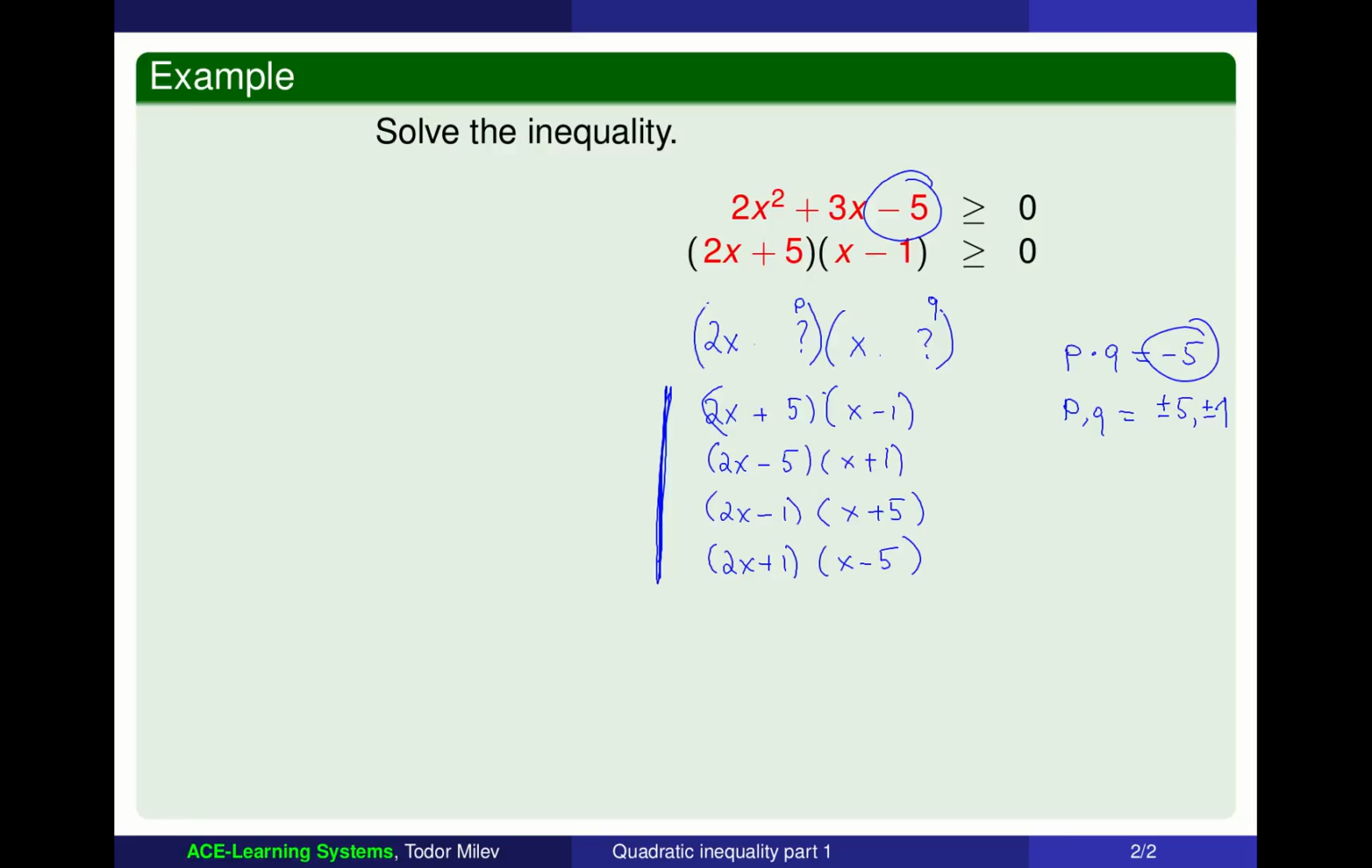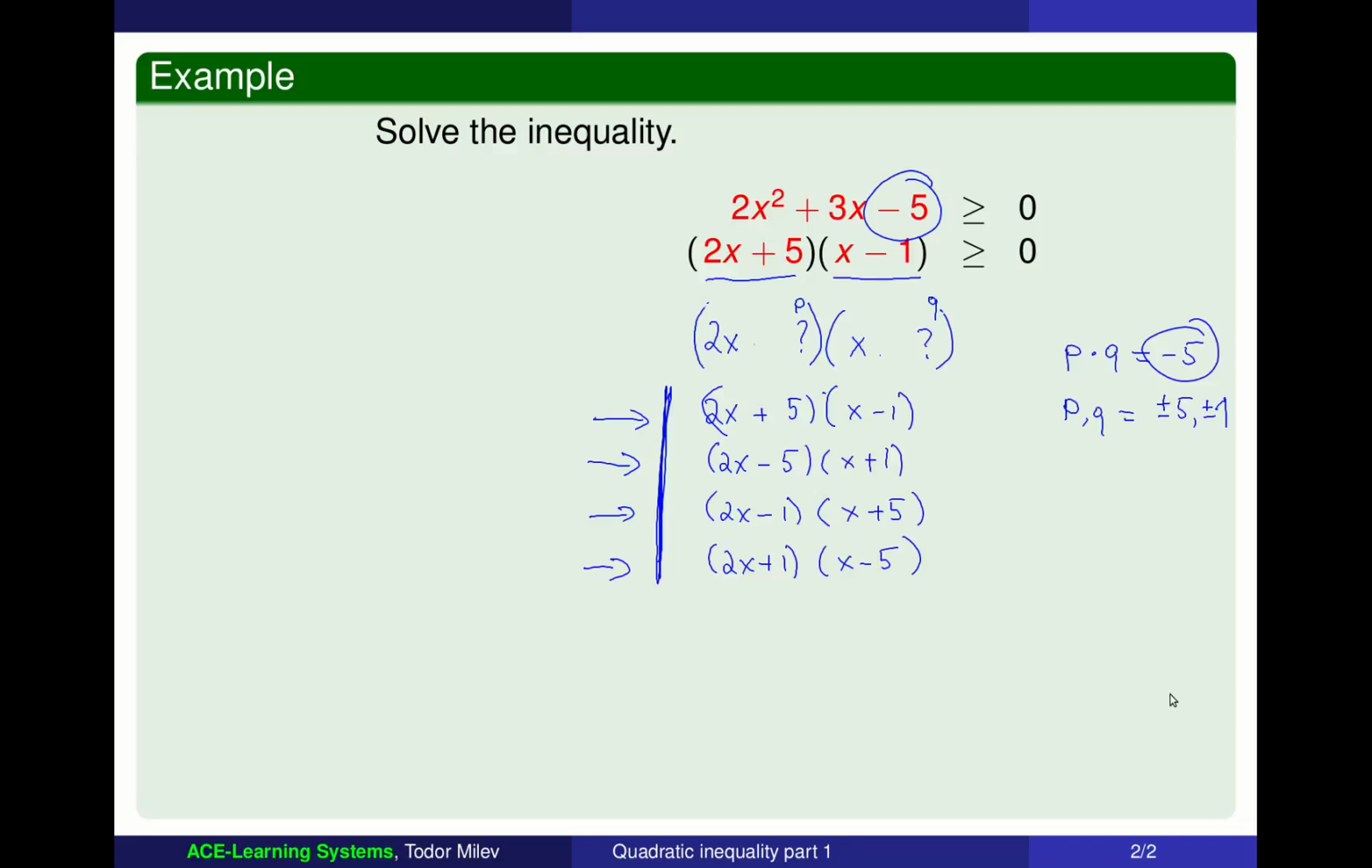But what we can do is quickly in our head try all of these factorizations. We can quickly uncover the parentheses in our head and see if one of them fits 2x squared plus 3x minus 5. And if you do that, and you can do that really, really quickly, especially if you train yourself, you will indeed get the correct factorization: 2x plus 5 times x minus 1.